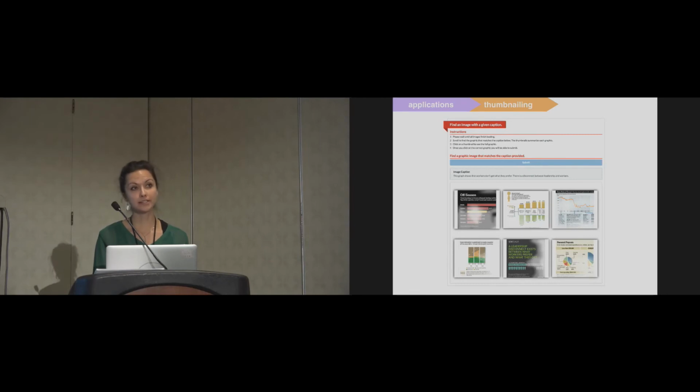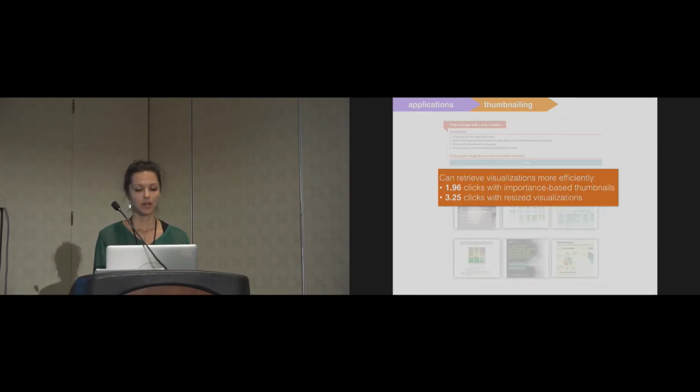And we wanted to test the effectiveness of these thumbnails using a sample search application. Here, participants were given a target search phrase, a query, and they were asked to find the visualization matching it as quickly as possible in as few clicks. We found that using our importance-based thumbnails, participants completed this task in 40% fewer clicks than when we used the original visualizations but resized to thumbnail size. So we propose that these thumbnails can facilitate organization and retrieval of visualization collections.